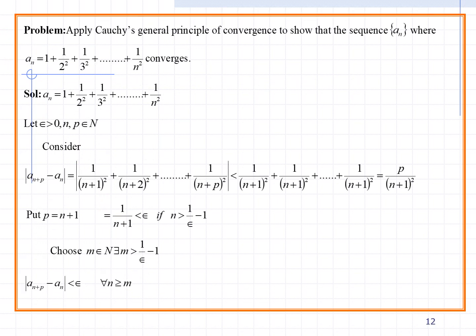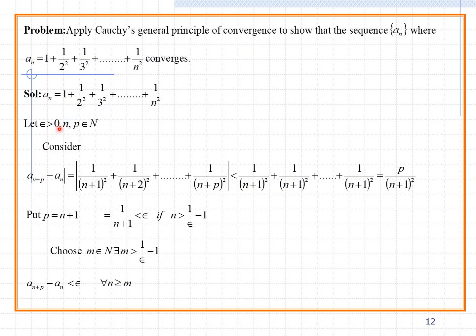Let us see one more problem. Apply Cauchy's general principle of convergence to show that the sequence an, where an equal to 1 plus 1 by 2 squared plus 1 by 3 squared plus so on plus 1 by n squared, converges. Cauchy's general principle you can apply. So you can say that the sequence an is convergent, by using Cauchy's convergence principle. So an equal to the given sequence.